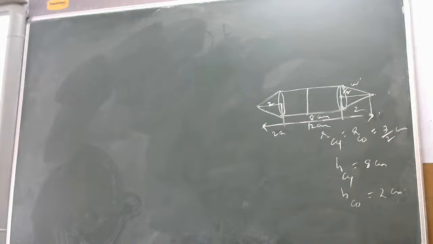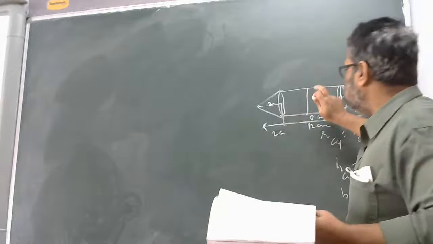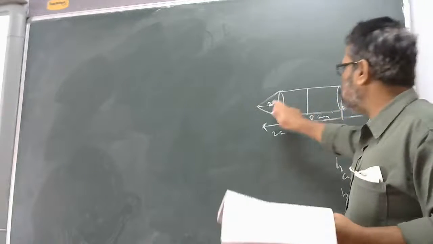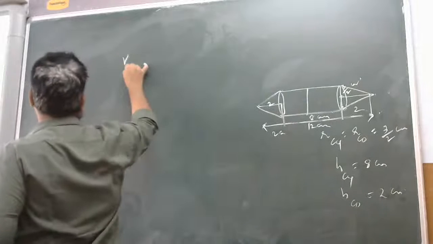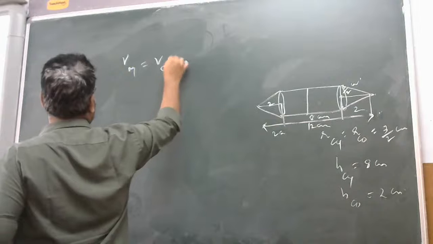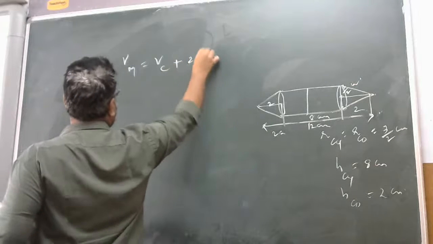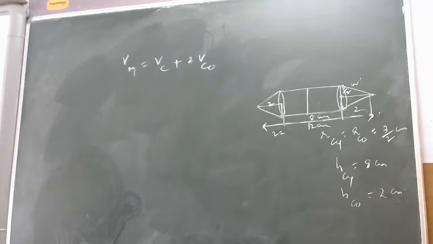The volume of the air contained in the model is nothing but the volume of the air in the cylinder plus 2 into the volume of the cone. So volume of the model is equal to volume of cylinder plus 2 into volume of cone. That is the total air inside the model. You got it? Figure understood now? Total 12, how 8 came. Got it, all of you? Radius is 3 by 2 centimeters.